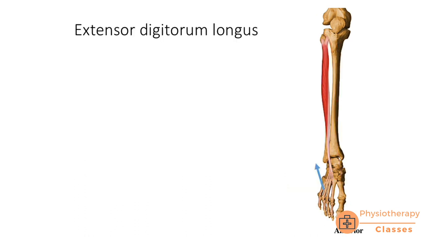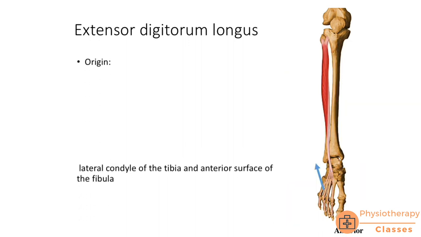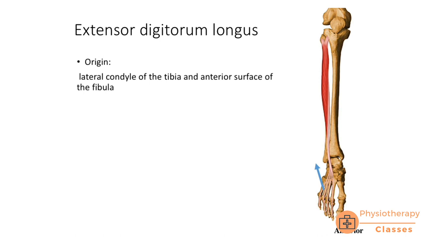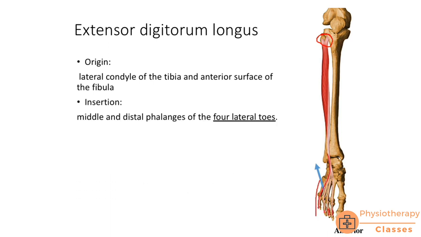Next muscle is the extensor digitorum longus. This originates from the lateral condyle of the tibia and anterior surface of the fibula. You can see here lateral condyle of the tibia and anterior surface of the fibula. Its insertion is mostly on the lateral aspect of the foot. So this muscle crosses the ankle joint, passes through all the joints of the foot, and gets attached to the middle and distal phalanx of the lateral toes.